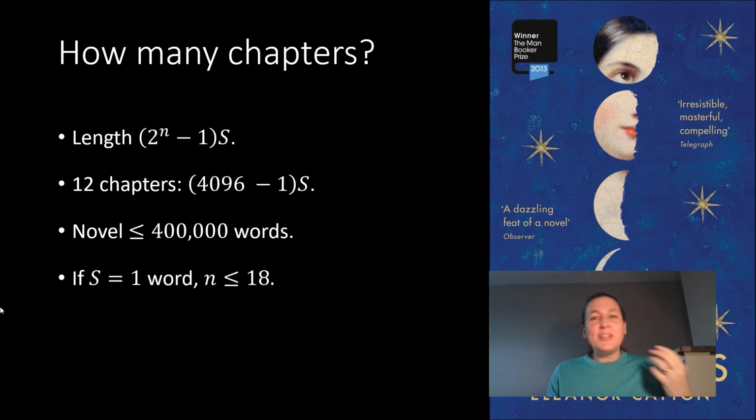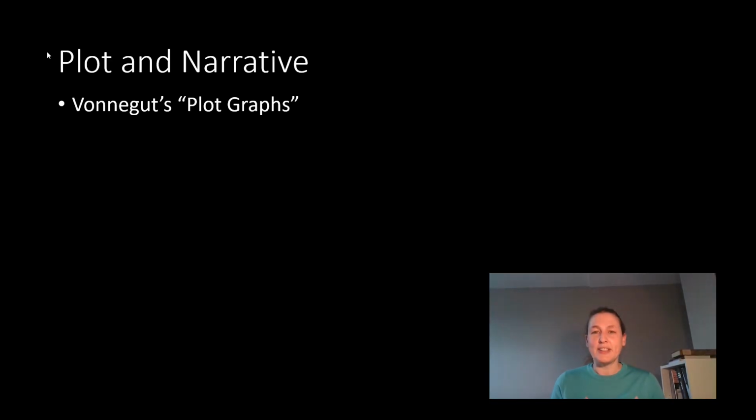That then is a few examples of how we can use mathematical constraints to structure the story and give some formal restrictions on it. What I want to talk about next is how we can use mathematics to actually talk about the plot and the narrative. Let's look at some of the ways mathematics can contribute to the plot and narrative of a story. There's a fun little example that was given by Kurt Vonnegut in a public lecture about how we can actually graph the plot of a story.